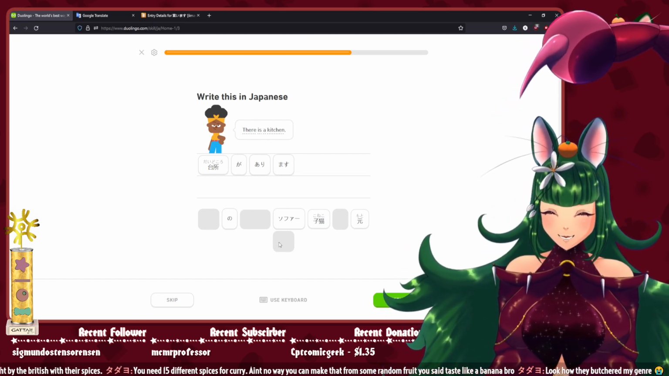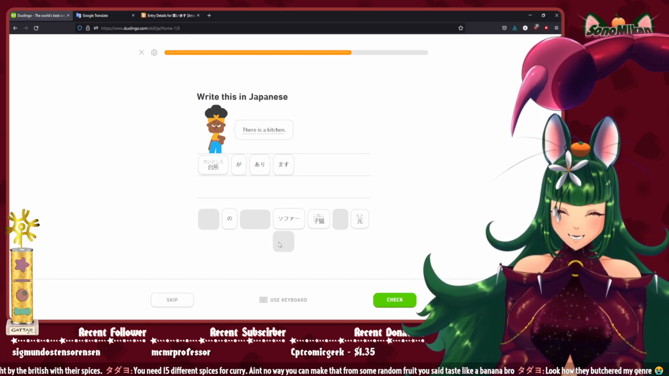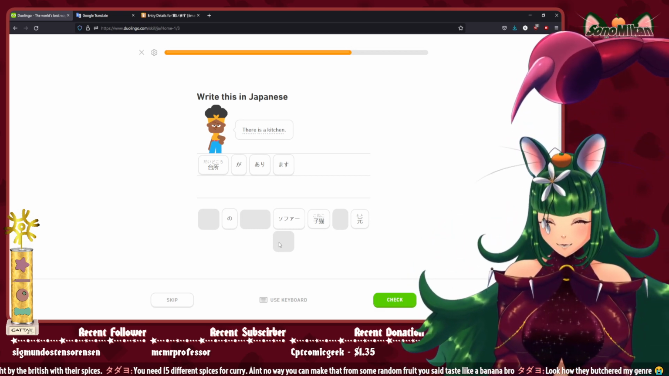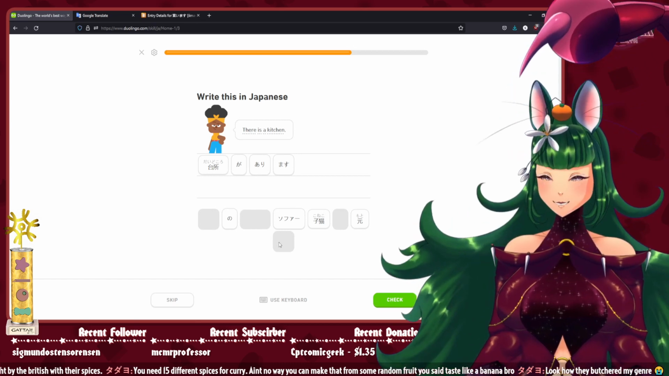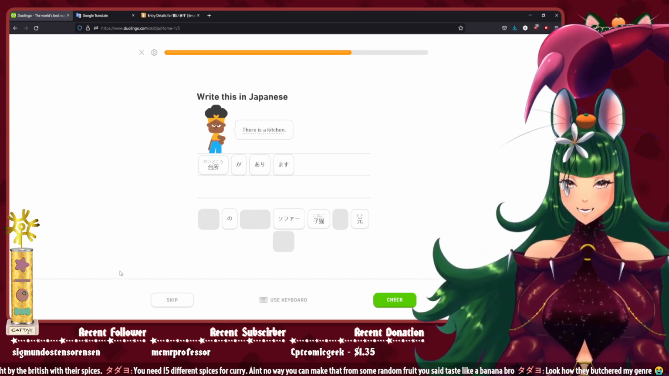So, the example in the book is Asoko ni yubin kyoku ga arimasu, which is there's a post office over there. So, yubin kyoku ga arimasu is there's a post office. Okay. So, ga, in this case, is indicating existence.